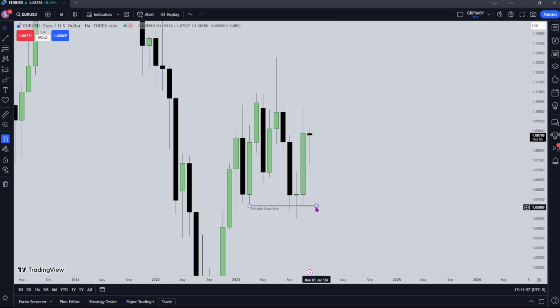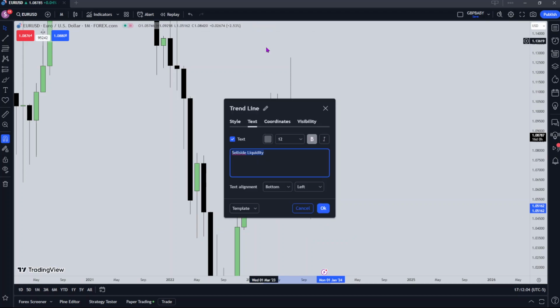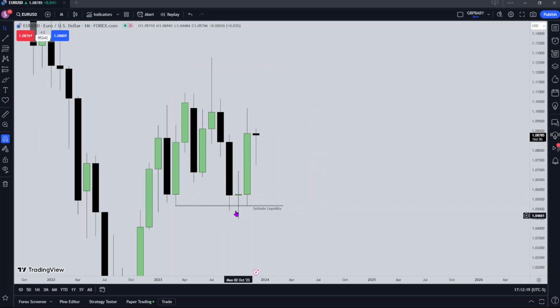So this is sell side liquidity. I'm going to also put that on the right, and we know that has been grabbed. Why is this sell side liquidity, guys? Well, it's a swing low. It's a monthly swing low, and you can see our price stabbed into it once, twice, found support, and then traded higher. So this is a monthly sell side liquidity which has been grabbed.